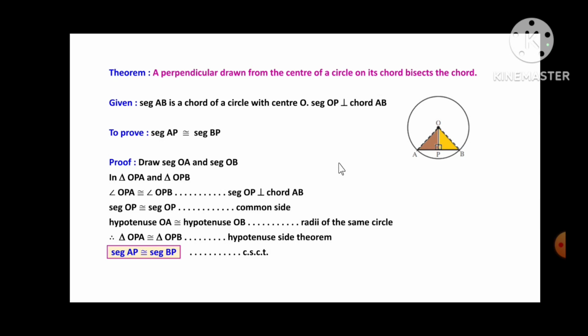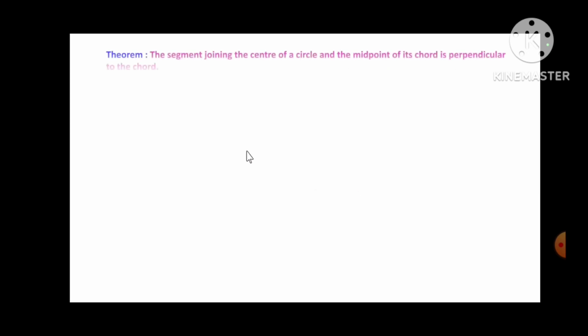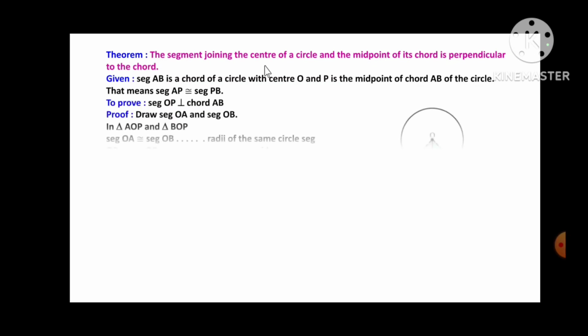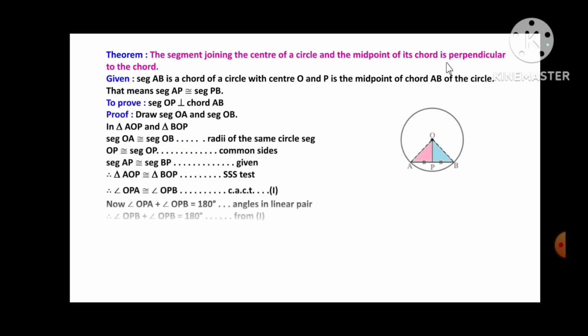The converse of this theorem we will see. Here the perpendicular is drawn, two equal parts are forming. If the midpoint of this chord and the center of the circle are joined, then we have to prove this OP is perpendicular to AB. So this is the second theorem. The segment joining the center of the circle and the midpoint of its chord is perpendicular to the chord. Here P is the midpoint of the chord, they have given. You can see two equal, congruent parts, and O is the center. This OP is perpendicular to AB we have to prove.